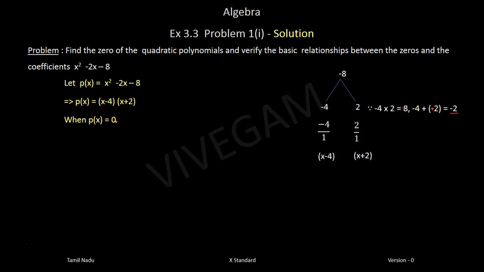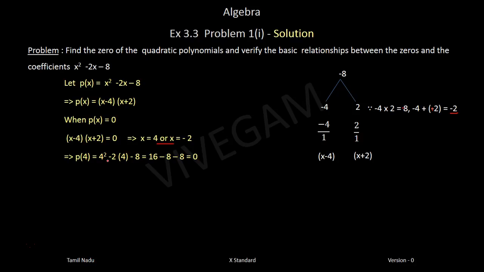Now we equate it to 0, you will get a product of 2 equal to 0. So if you equate this to 0, you will get x is equal to 4. When you equate this to 0, you will get x is equal to minus 2. Right? Now we have the zeros of the polynomial. So the zeros of the polynomial are 4 and minus 2. Let's check it out. Put p of 4.